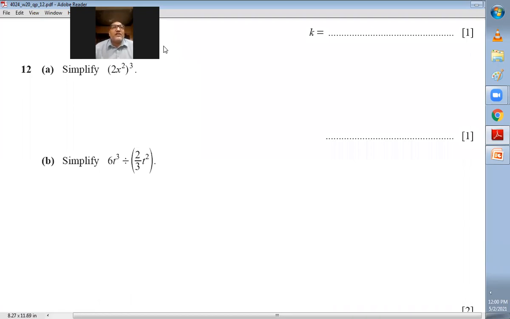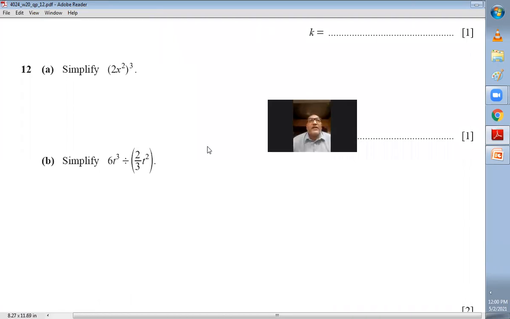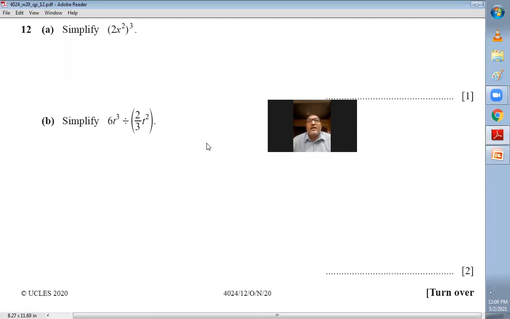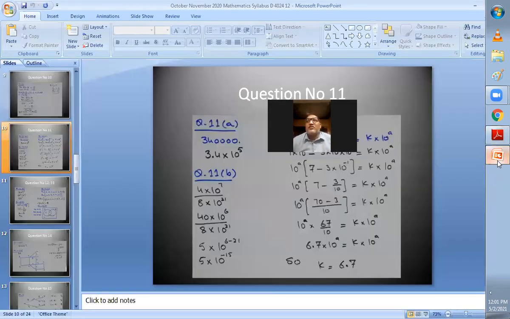The question number 12 is coming up on your screen. Here in the question number 12, we have, I think, 2 parts. Yeah, A and B part. In the A part, he says simplify (2x squared) raised to power 3, a 1-mark question. And the B part is also showing up on the screen. A very simple question. Let me show you how I have done this question.